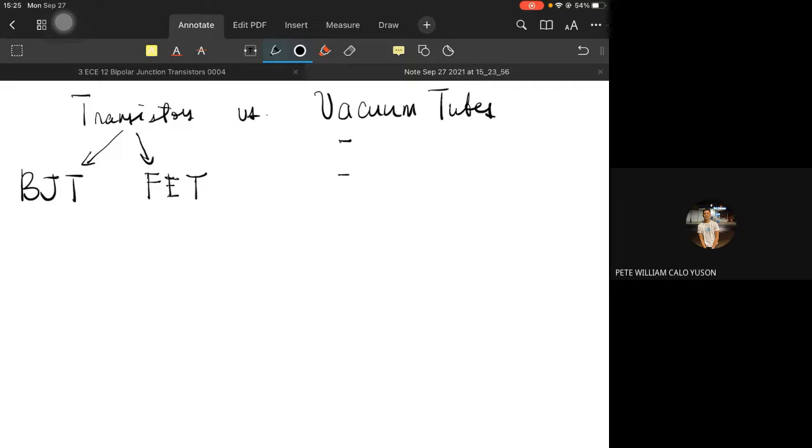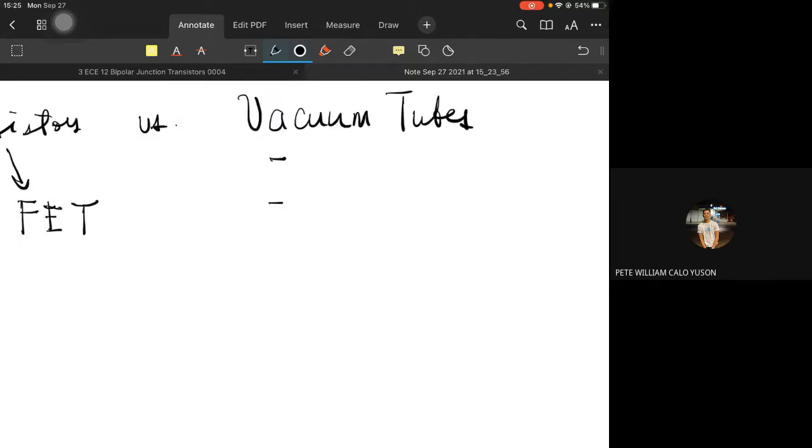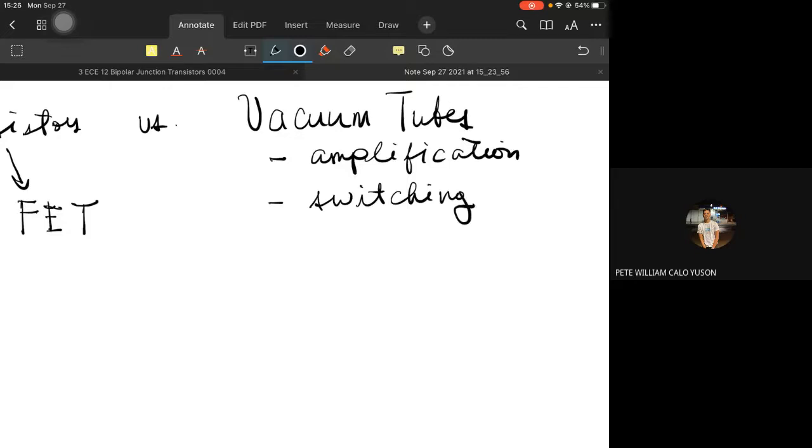Because there are only two general categories of applications, for both the vacuum tubes and transistors. They are used mainly for either amplification or for switching. And so far as I know, nothing more, nothing less than that. All the other applications of transistors or even vacuum tubes, however numerous they are out there, are either a subset of amplifying or switching.